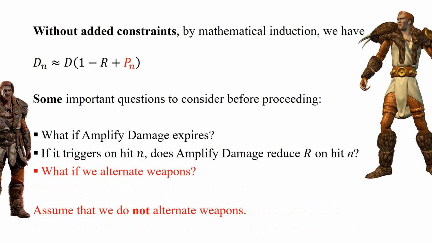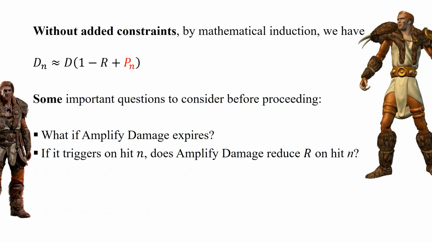Okay, so what if we alternate weapons? For the sake of simplicity, we assume that we do not alternate weapons in these calculations. So no double swing, no frenzy. All right, then we have the remaining two questions. Let's start with the next one.